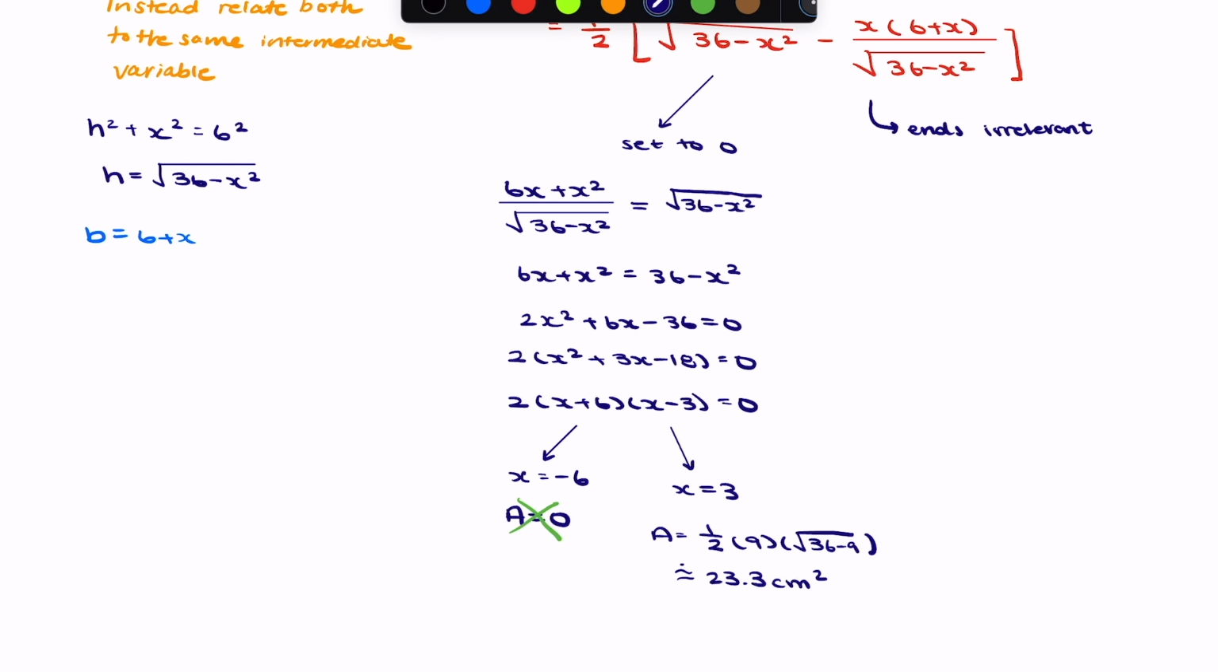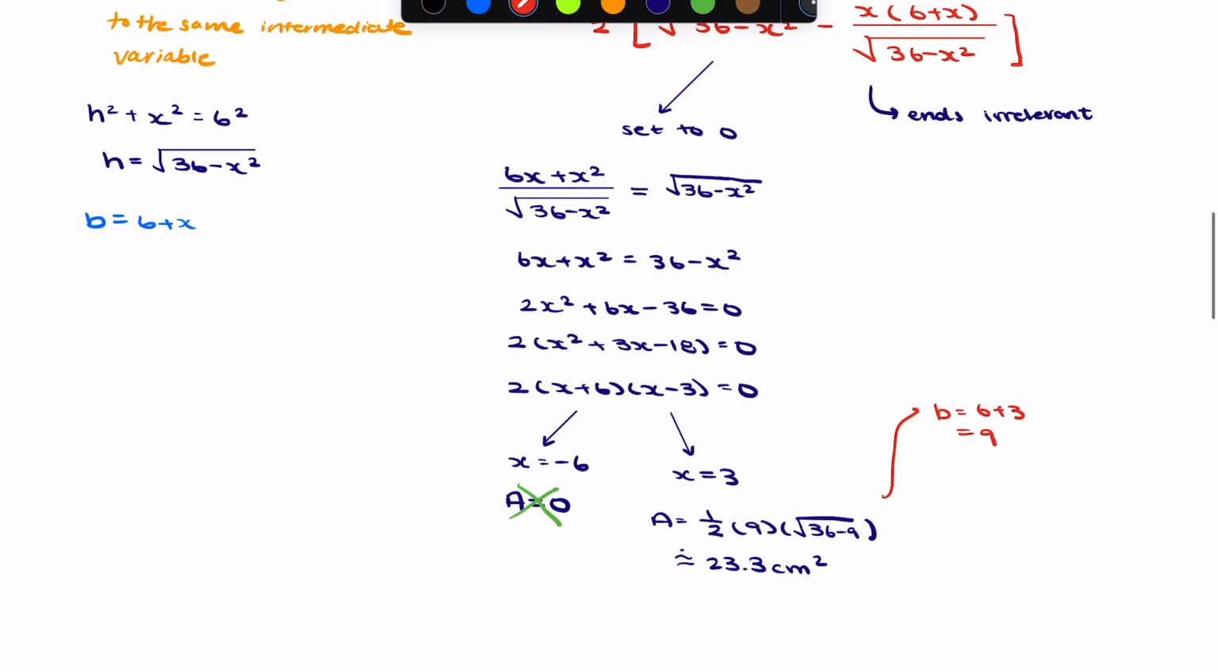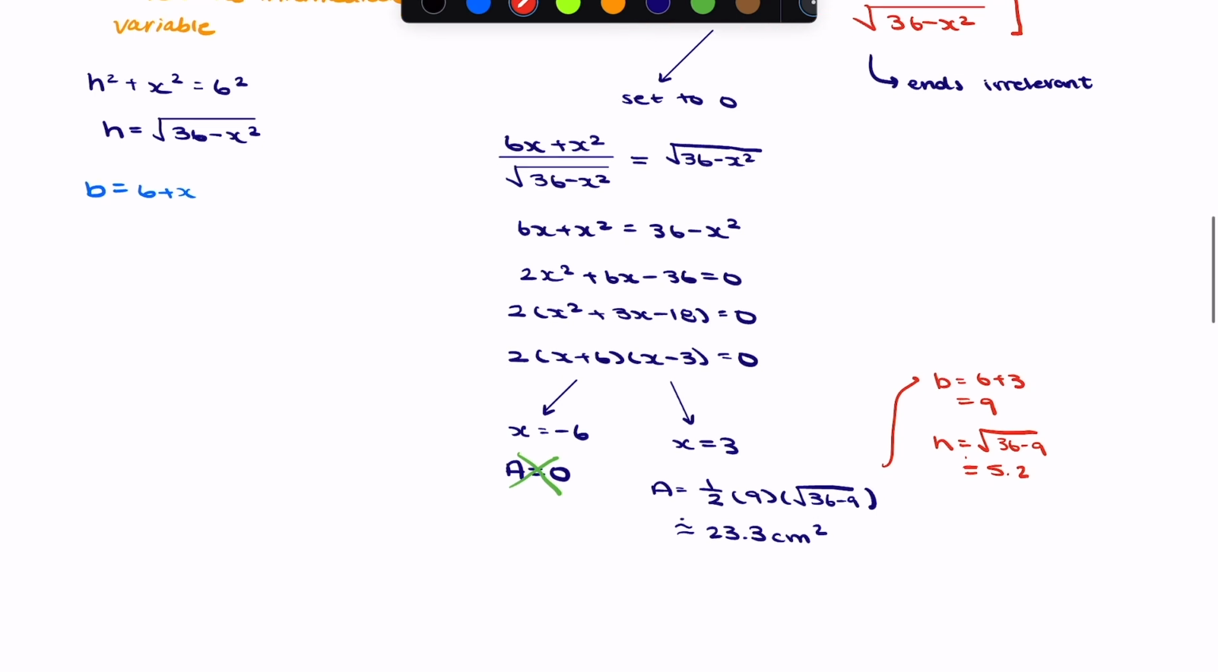And so here we know that the base, so again, if we calculated it, you see that the base is equal to 6 plus 3, that's 9. So the base is 9, and the height is equal to square root 36 minus 9, which is approximately 5.2. That's when we'll get the max area.